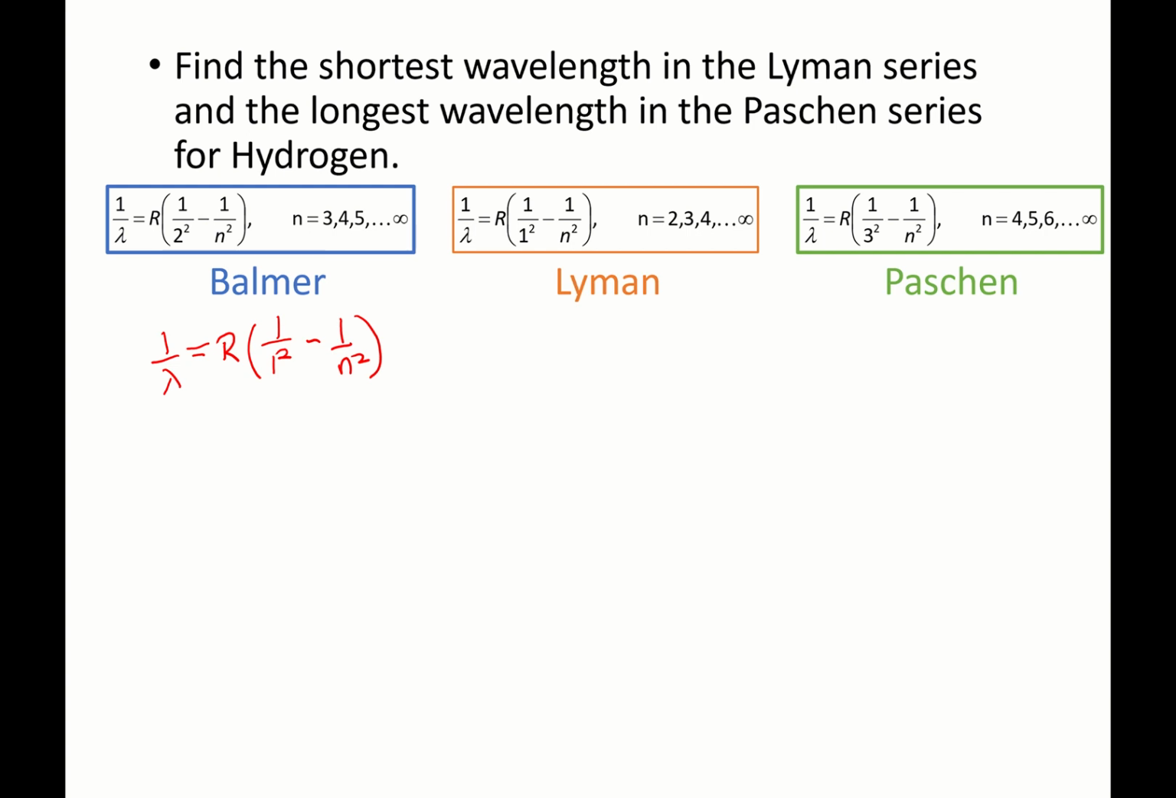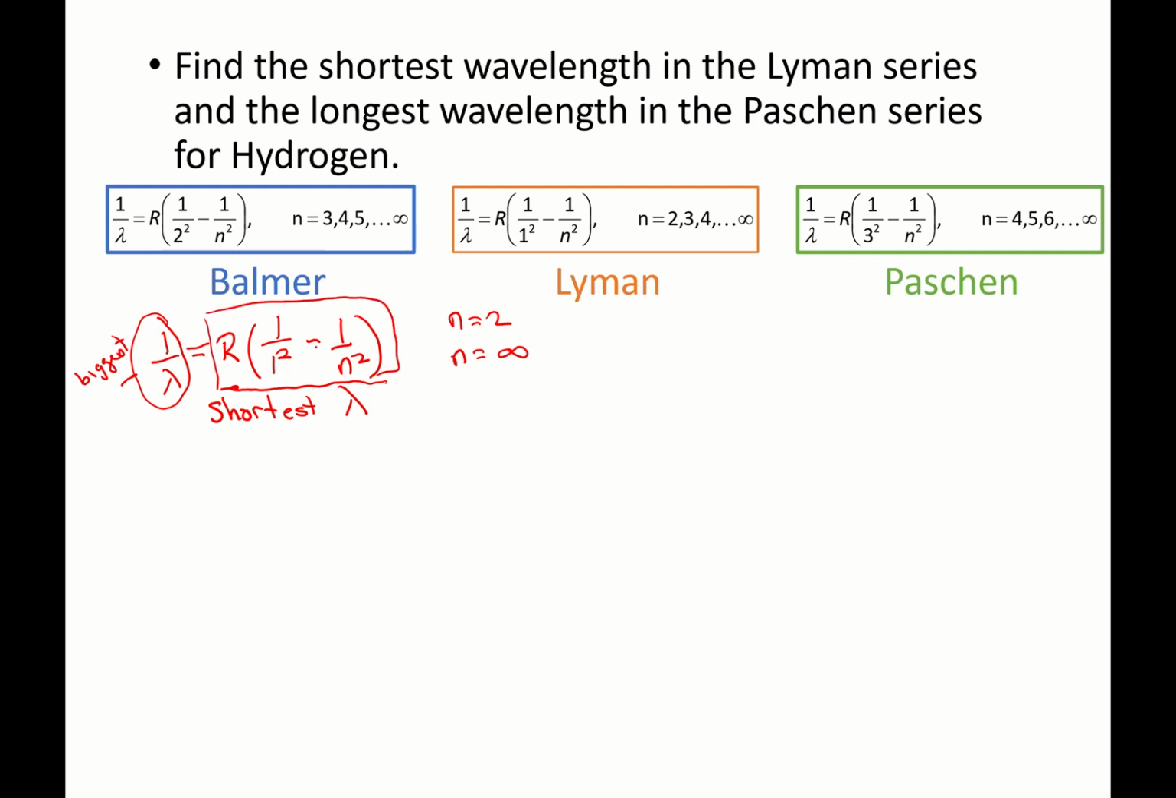So I want to find the shortest lambda. Obviously, I either want to put in n equals 2 or n equals infinity. One of them is going to give me the shortest, one of them is going to give me the longest, which is which. But when I have the smallest lambda, that means that 1 over lambda should be the biggest. So what I want is what value of n is going to give me the biggest value on the right-hand side of the equation.